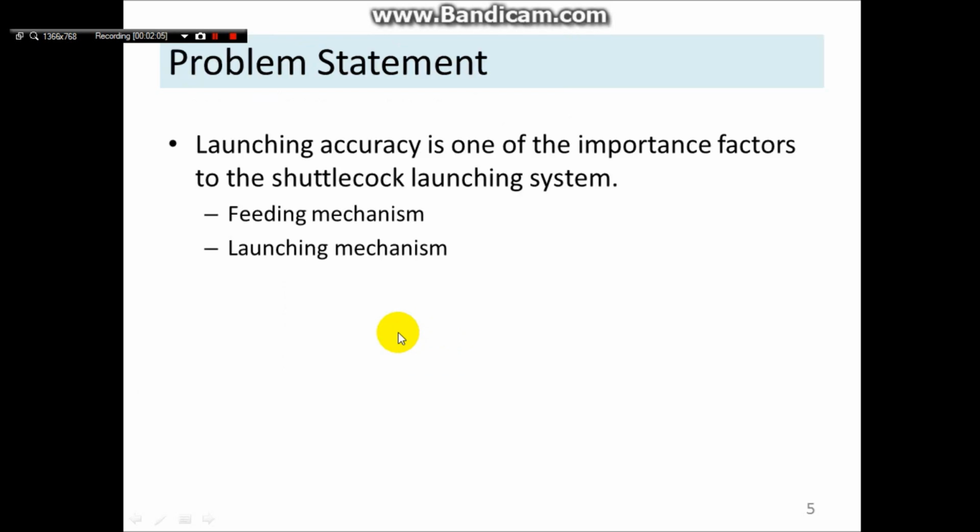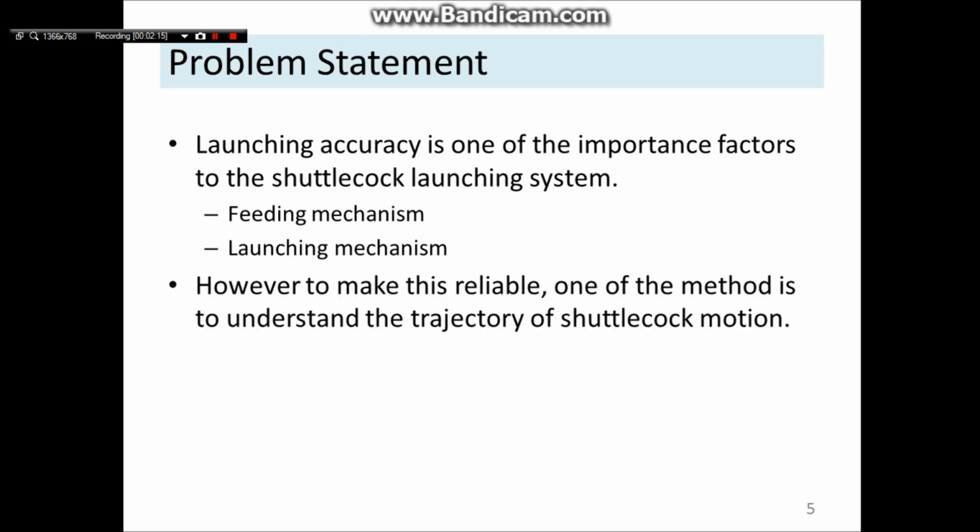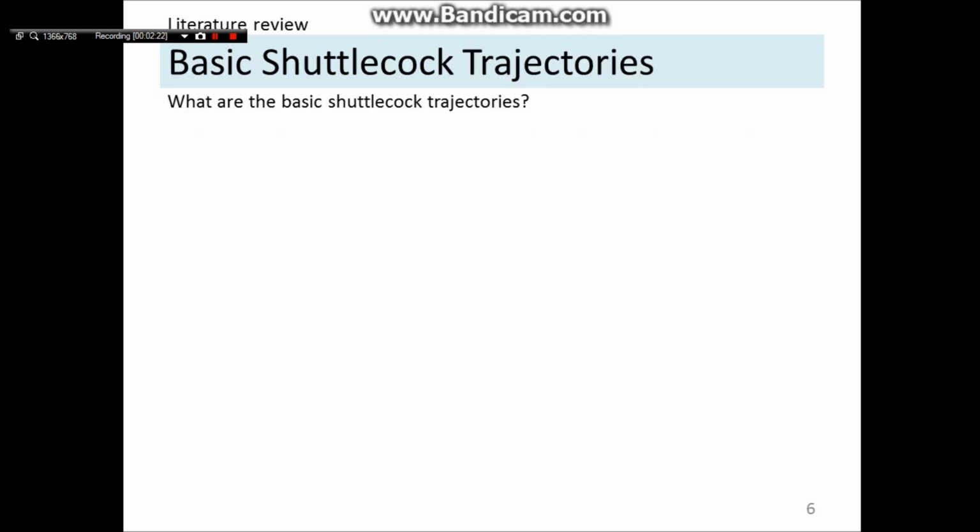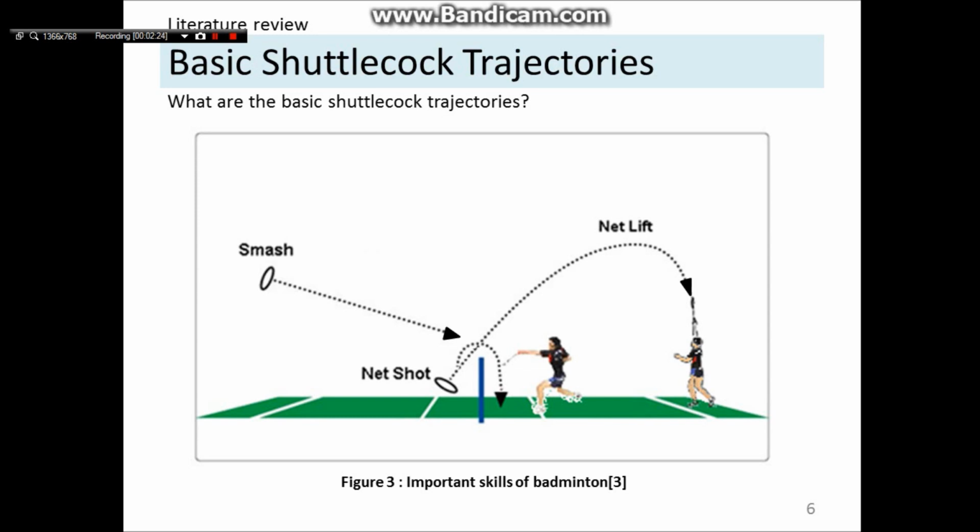Next is the problem statement. In this project, the launching accuracy is one of the important factors to the shuttlecock launching system, either in feeding or launching mechanism. However, to make this reliable, one of the methods is to understand the trajectory of shuttlecock motion. So the basic shuttlecock trajectory consists of these three types: first is the smash, neck shot, and neck lift. However, in my project, the scope is in the neck lift trajectory.